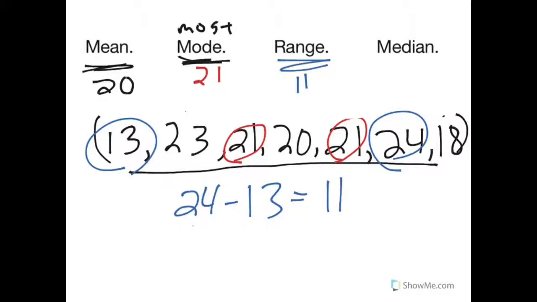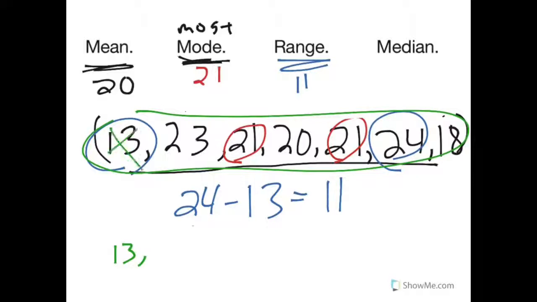Median. Okay, for median, and I'm going to use green here. First off, we have to put all these numbers in order. Okay, so I'm going to start with 13, cross that off. Excuse me, the next number is 18. Looks like next we have 20. After that we have 21. 21 is on there twice. We have 23.